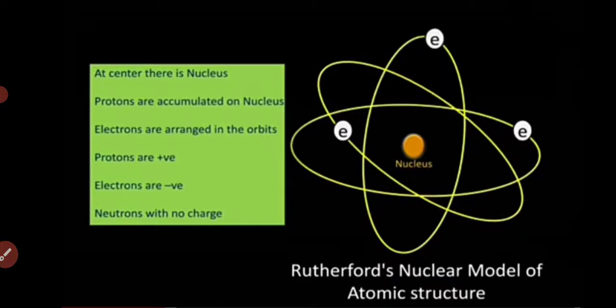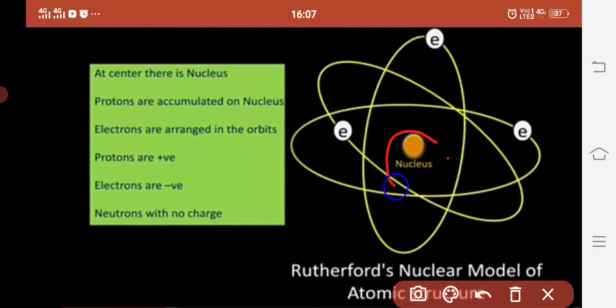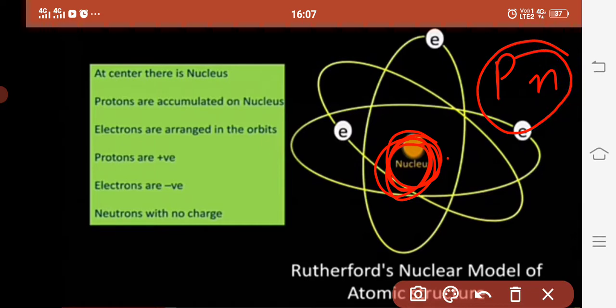So we can have this as the structure of atom, the central part, which is the nucleus. Inside the nucleus we have proton and neutron, which together are known as nucleons, and thus the overall charge on the nucleus is positive because of the positive charge of the proton.